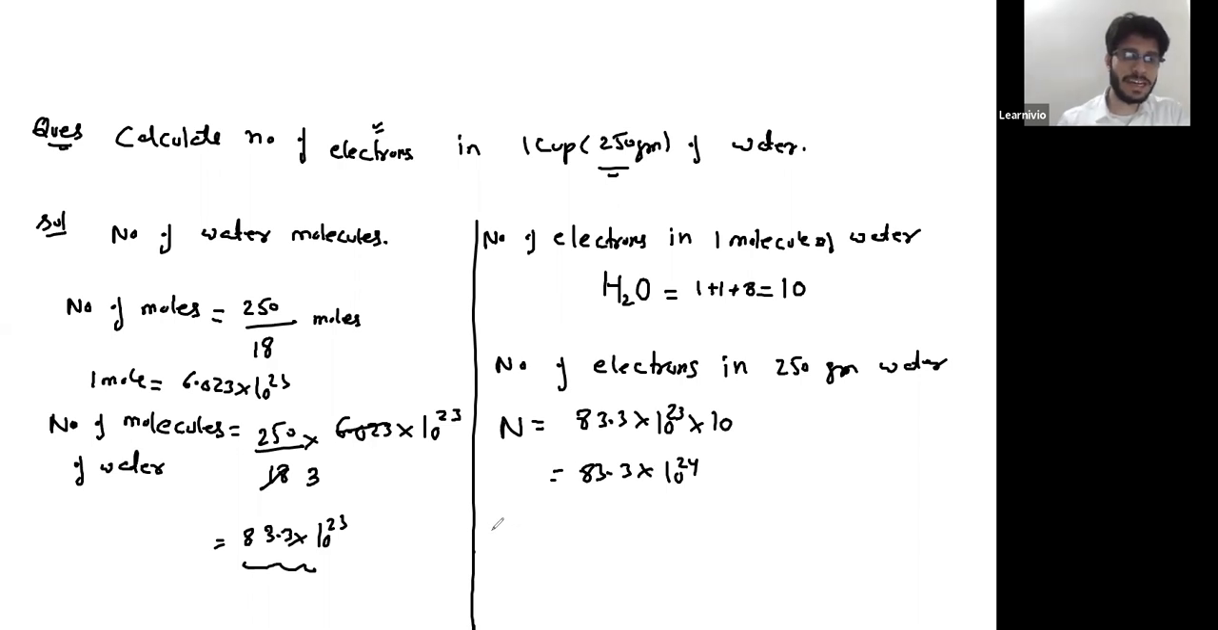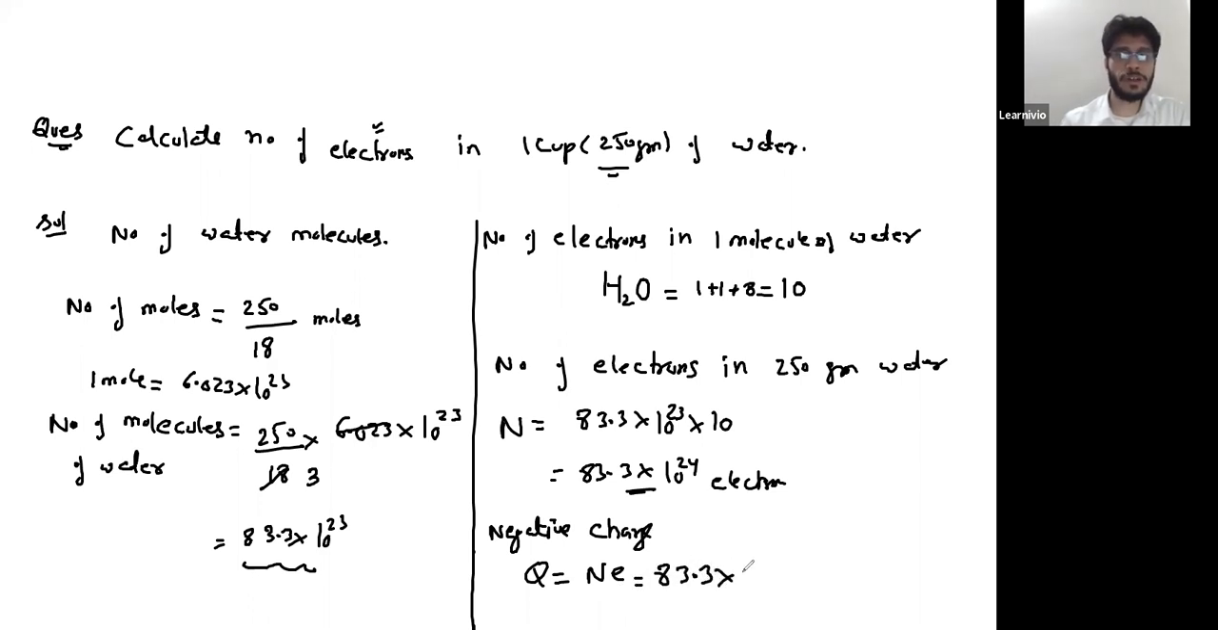Can you calculate the total negative charge? Yes. You have the number of electrons, so just use this relation, Q is equal to n e. If you have n electrons, and the charge on 1 electron is e, you can simply multiply it with e. So that will be 83.3 into 10 raised to the power 24 multiplied by the charge on an electron, which is 1.6 into 10 raised to the power minus 19 coulomb. So is it clear? Yes, sir.